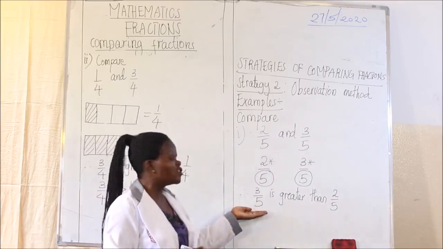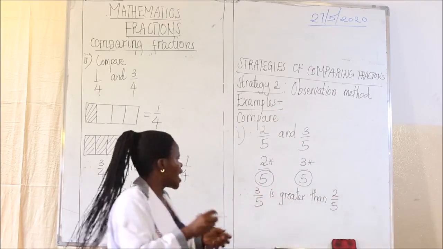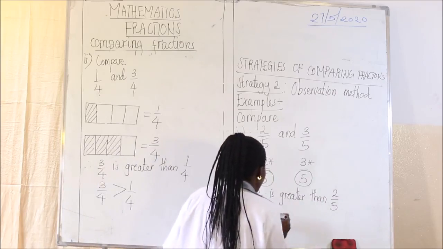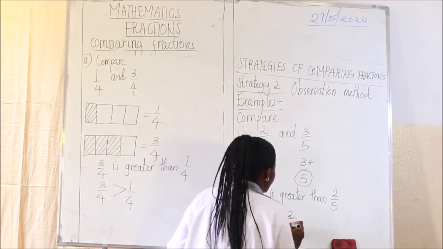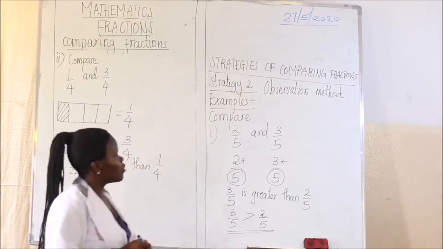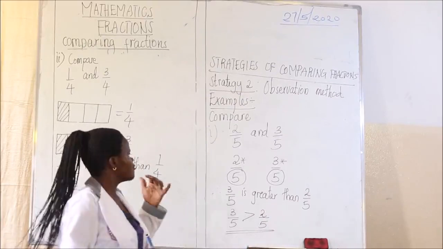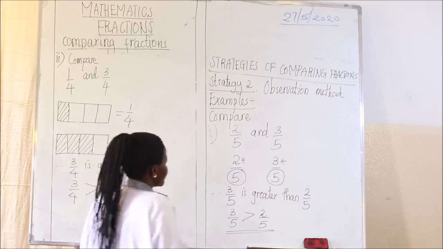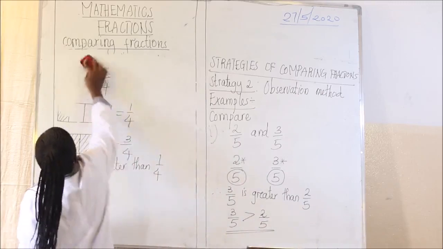You'll be asking why? Because they are sharing common denominator, and the one that is bigger, its numerator is bigger than the other. So here you can write this mathematically: 3 over 5 is greater than 2 over 5. Just simple like that. So the observation method, we are using this method when the fractions are having the same denominators.